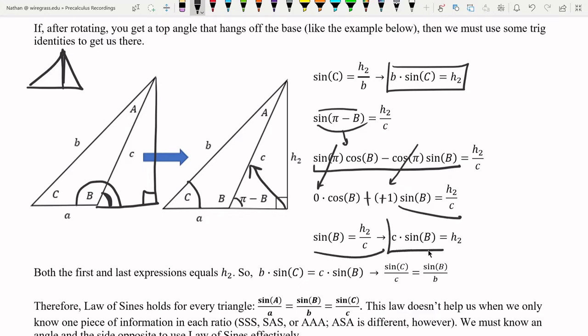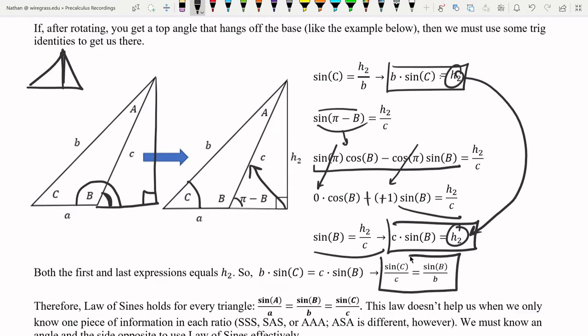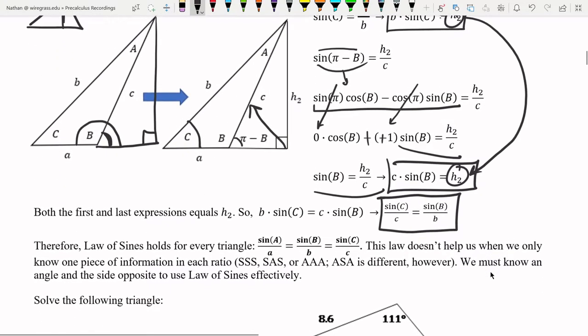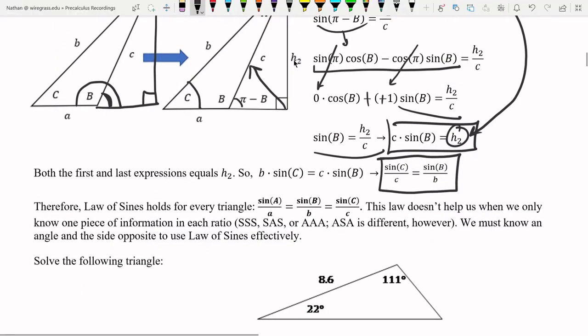Rearranging that, we get this statement here. h2, h2, we can combine them together, and that will end up giving us this statement. And I've considered every scenario. Therefore, we can say it's true that the law of sines always holds no matter the oblique triangle. This is the case that we have.